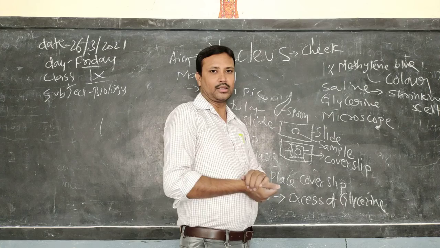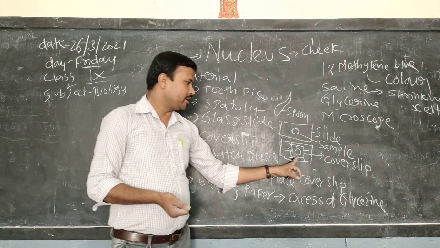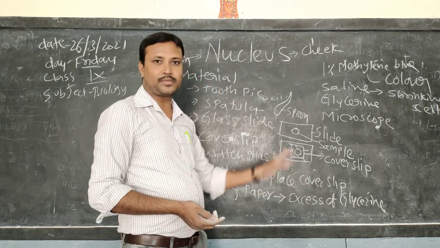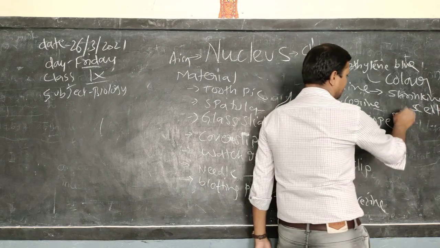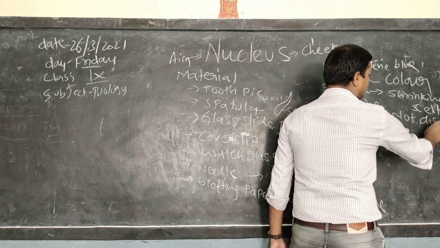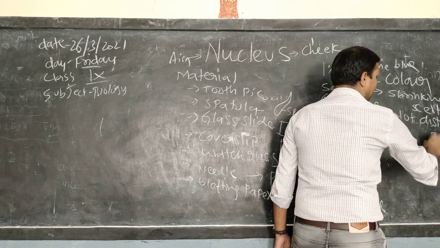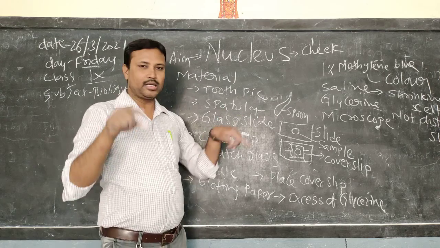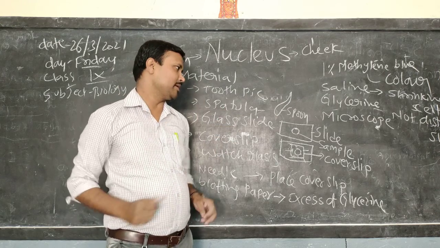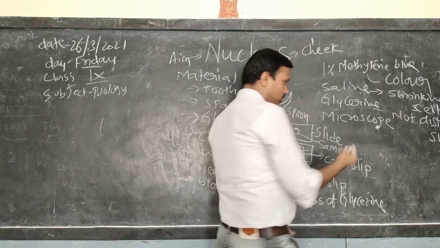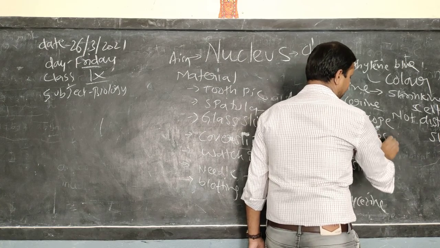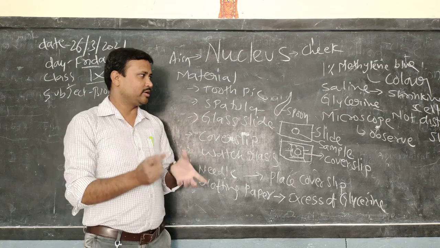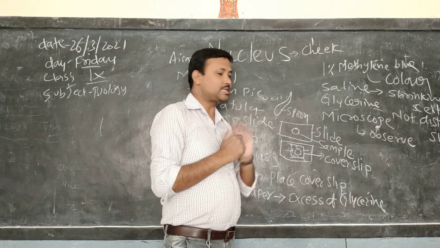Then glycerin. So we are adding the glycerin here. Glycerin is added so as not to disturb the slide. After adding the glycerin, the slide is not going to move. It will remain in the same place. Then the microscope. You know the microscope, to observe. So observe under the microscope to see what the sample actually contains.